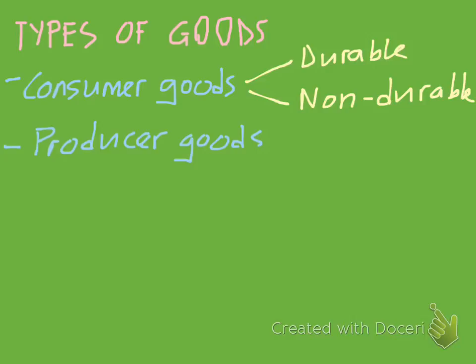These are also called capital goods and are used for the further production of goods and services, like machinery, factory building, raw materials, means of transport and communication.